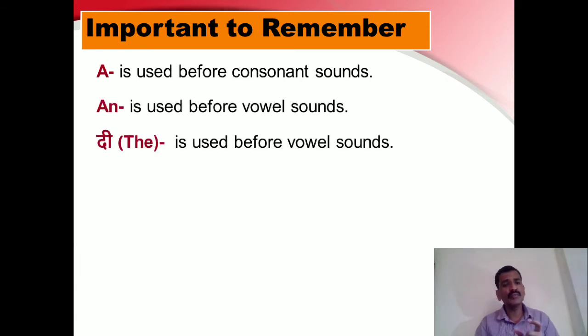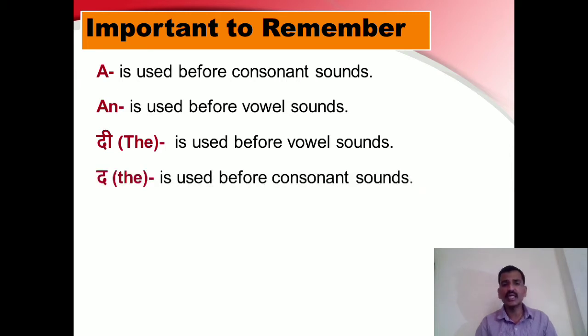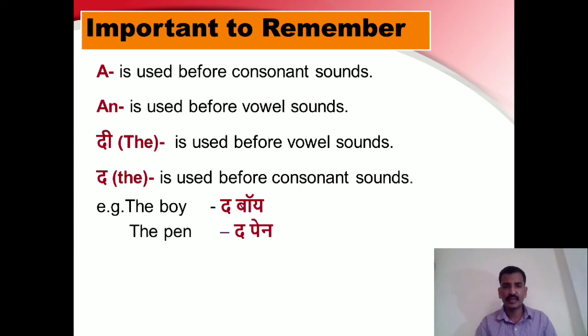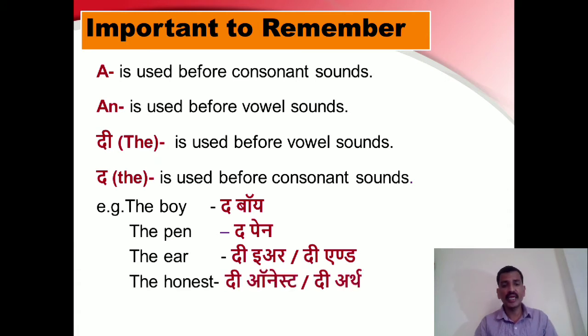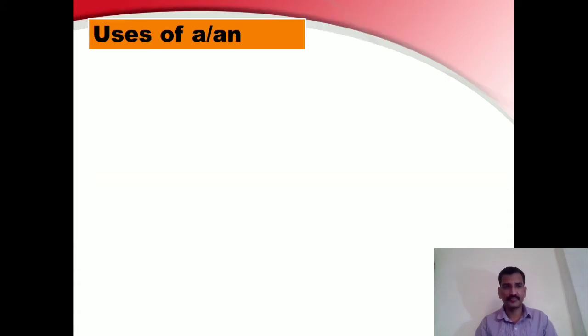Now here the use of the and the: where to say the and where to say the. Now the, pronounced thee, is used before vowel sounds and the, pronounced thuh, is used before consonant sounds. For example, the boy, the pen. Now here the ear, the end. Always say thee end. Don't say thuh end. Okay. Next, the honest, the earth.